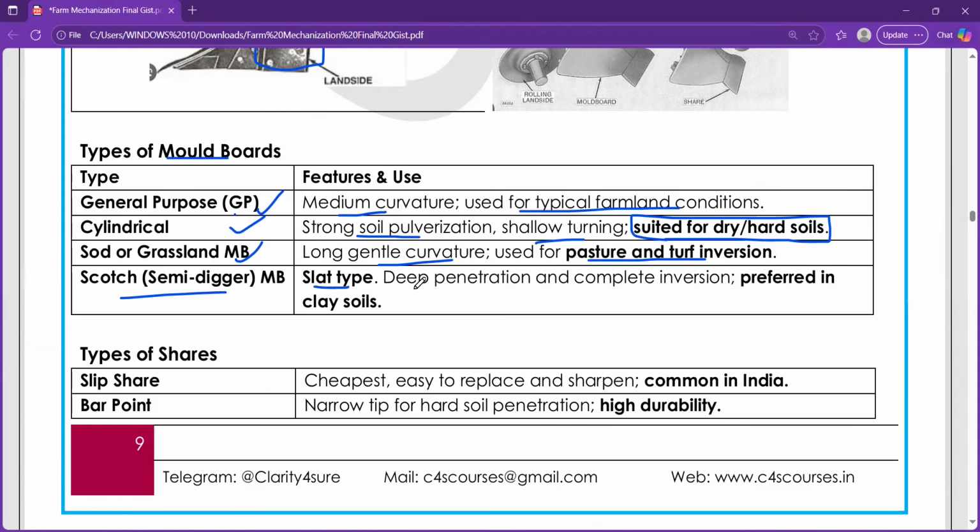It helps in deep penetration and completing the inversion, and it is preferred in clay soil, black soil or sticky soil. Apart from clay soil, sometimes they ask you which of the following types of MB plug is used on sticky soil. Then also, scotch or semi-digger MB will be the correct answer there.